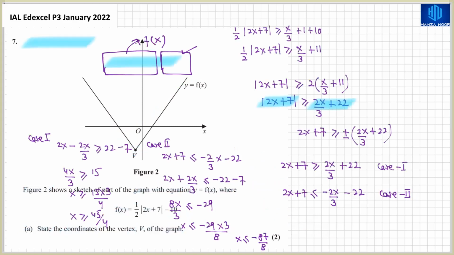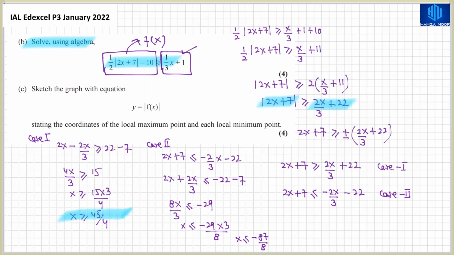So therefore, our answer would be that x is greater than or equals to 45 over 4, and x is less than or equals to minus 87 over 8. So we can say that the final answer is that x is less than or equals to minus 87 over 8, comma, x is greater than or equals to 45 over 4. This is supposed to be our final answer to part B.